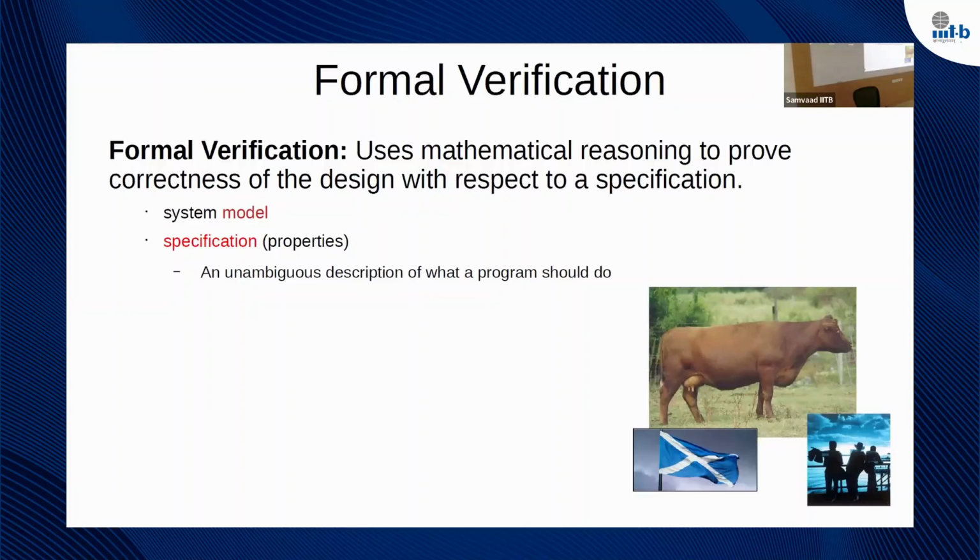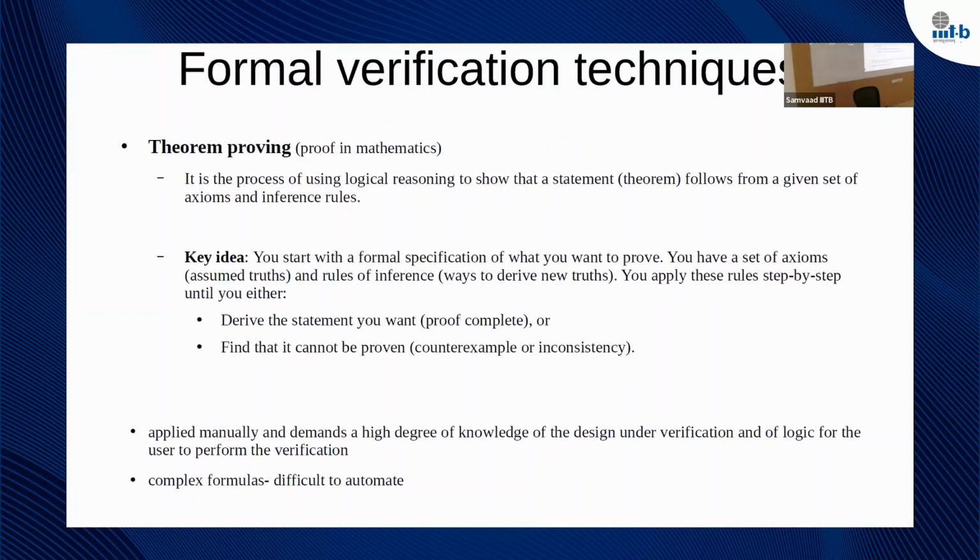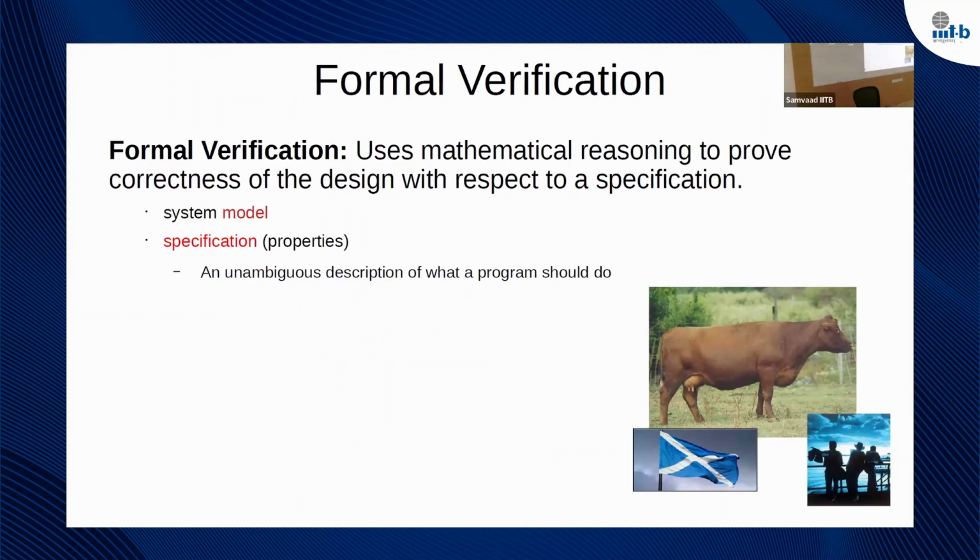However, formal verification engineers like Dr. Meenakshi and Dr. Sudhit will correct it, and they say that no, in Scotland there is at least one cow whose one side is actually brown. We can't say anything about the other side of the cow. So this is what specification means, an unambiguous description of what a program should do. So that's why we have these formal verification approaches.